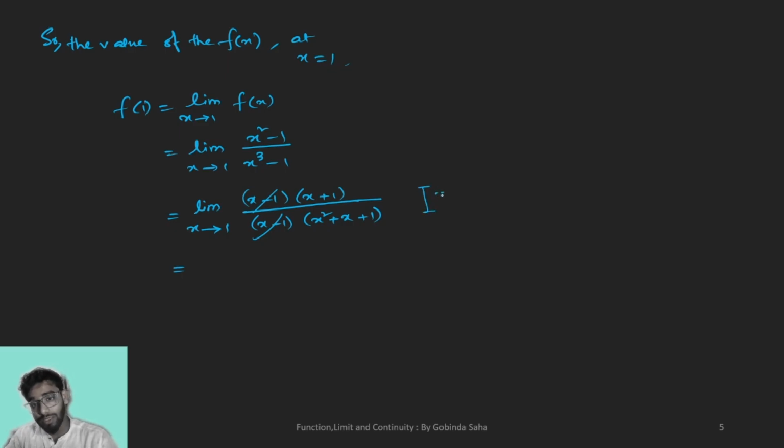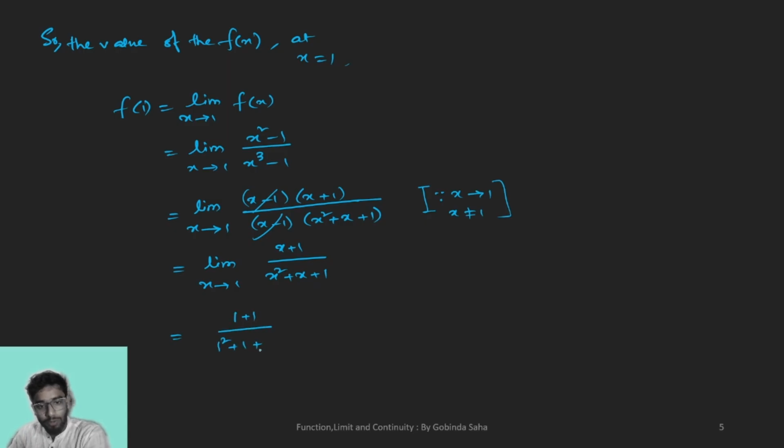Why? Because x tends to 1 and x is not exactly 1. If x is 1, then the whole fraction is going to be undefined. 0 by 0 is impossible. So you can write it as limit x tends to 1, (x plus 1) by (x square plus x plus 1). Now you can easily put the value of 1 because it is possible, there is no 0 by 0 form. So it will be 1 plus 1, sorry, over 1 square plus 1 plus 1, that is 2 by 3. That means the f of 1 is 2 by 3, which is our required answer.